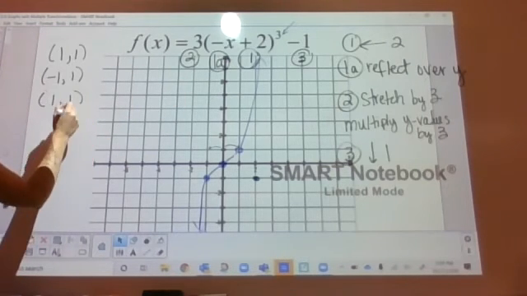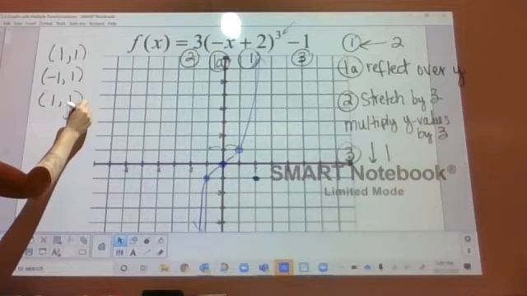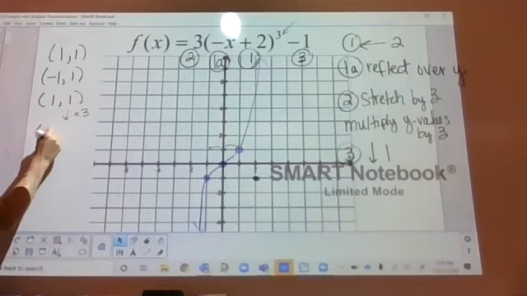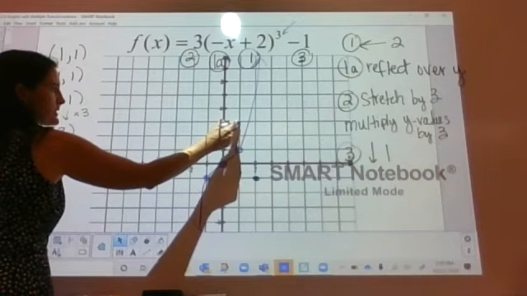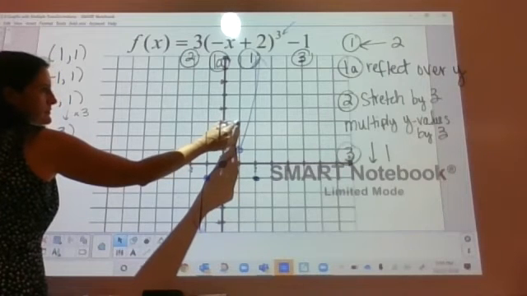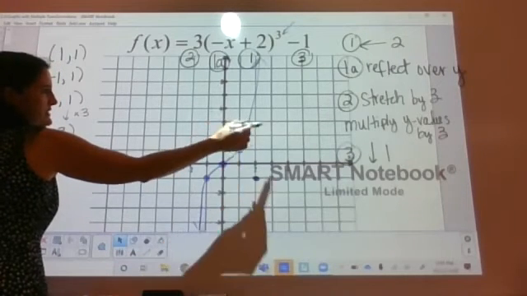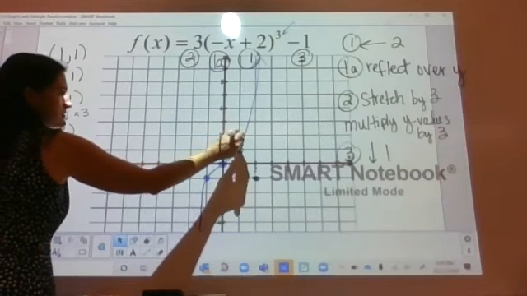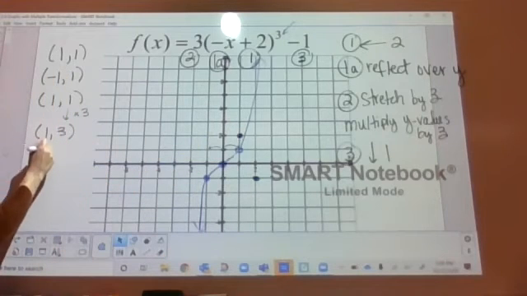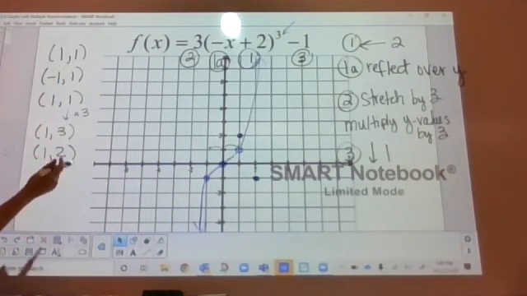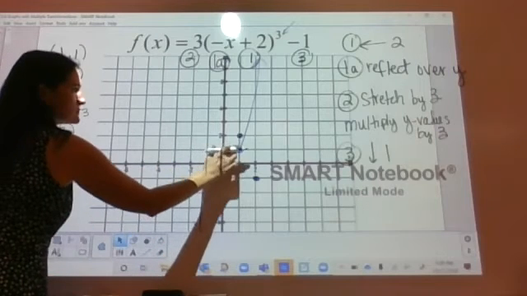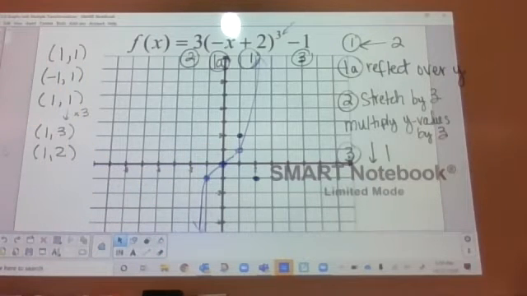Then stretch by 3. That means multiply your y value by 3. So now I'm at 1, 3 right here. And then the last thing is to go down 1, which makes your y value go down. Pause the video if you need to catch up with any of that.